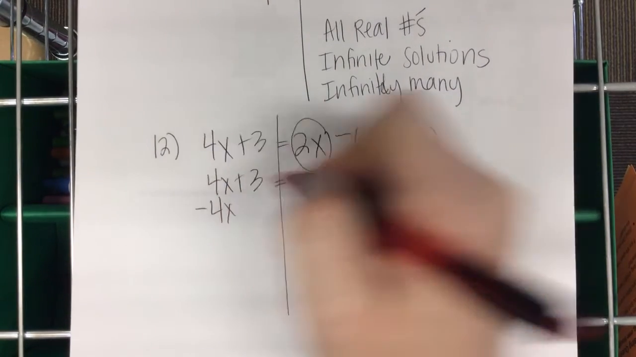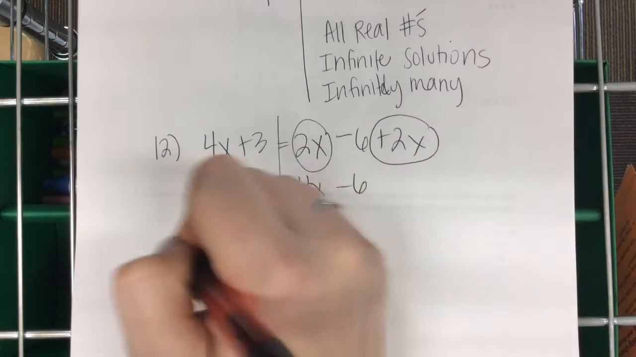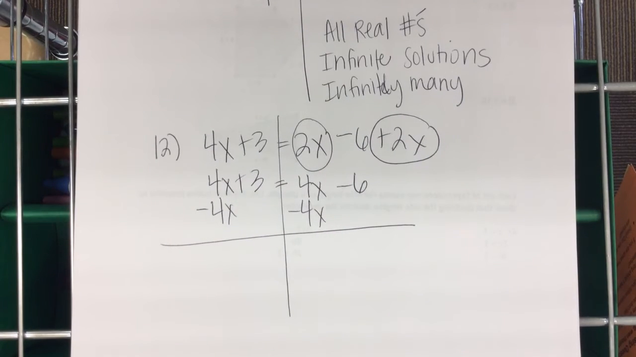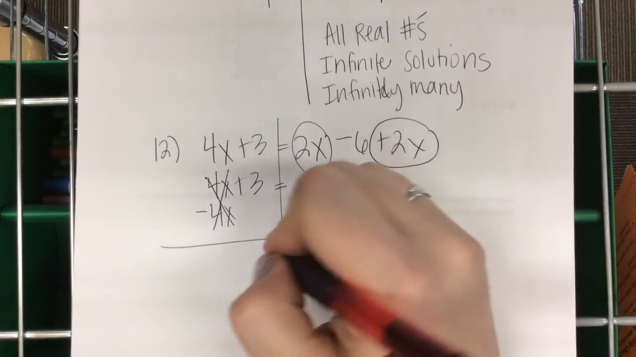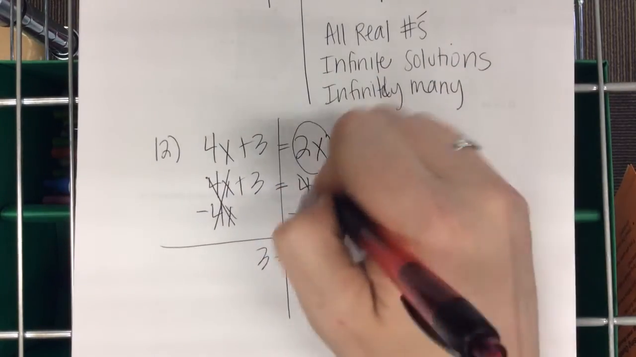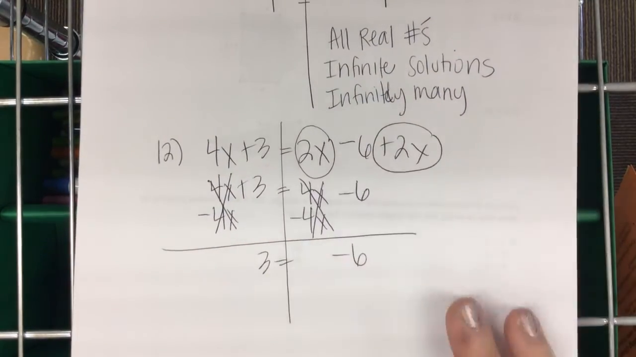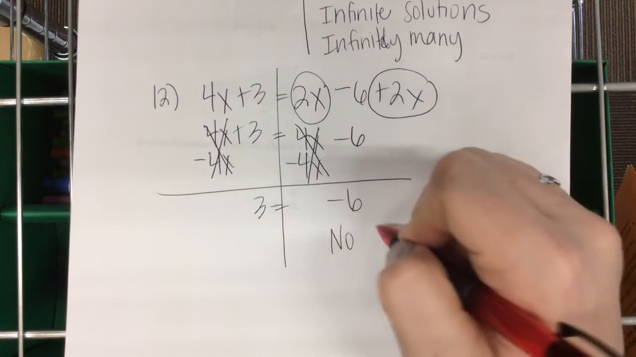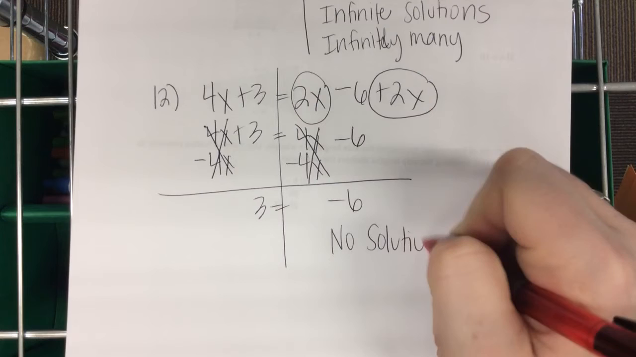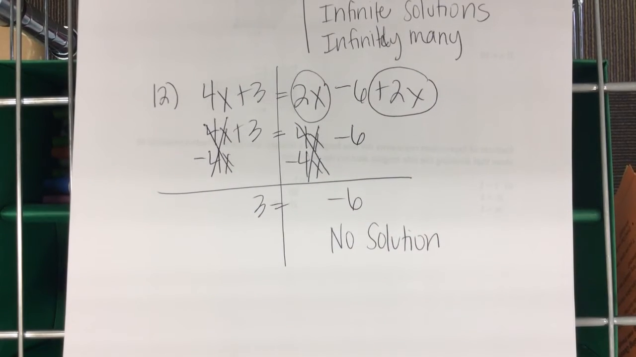Move the smaller variable. Oh, wait, they're the same. So it doesn't matter which one I pick. Problem 12. 4x's cancel out. 3 equals negative 6. That's a false statement. This is no solution. There's no way to answer this problem. Nothing will work.